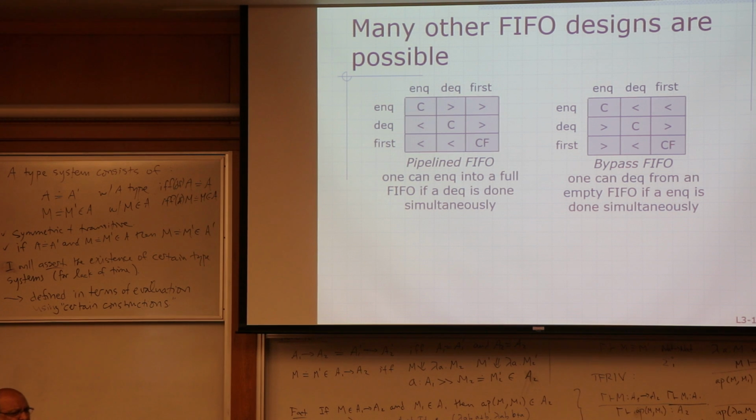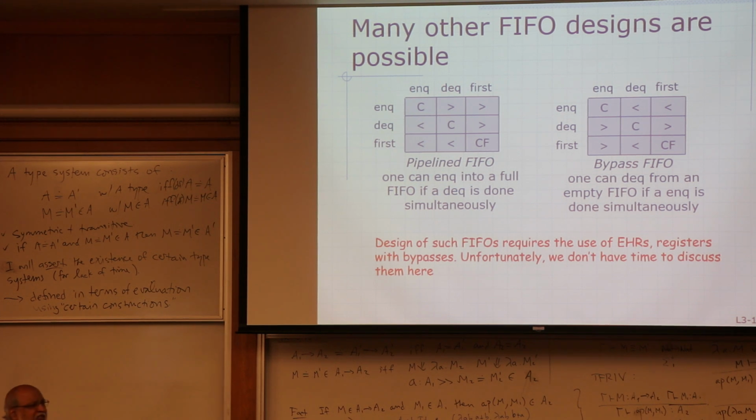You could have had a bypass FIFO, where the values just fly through. You put something in and instantly, the DQ can also see it. There are many situations where you need such a FIFO. Now, designs of such FIFOs require another kind of primitive element, which I call EHR, for ephemeral history registers, a mouthful. But essentially it's a register with a bypass. Unfortunately, I don't have enough time to describe how the hardware for this will work. But from your point of view, I'll just give you the conflict matrix for EHR, which is somewhat different from an ordinary register. And then you'll be able to build these kinds of FIFOs from it.